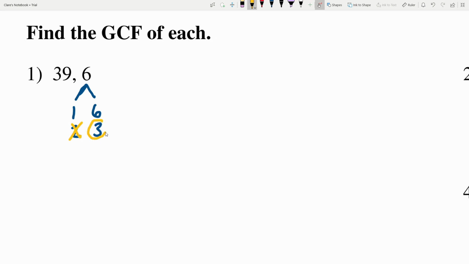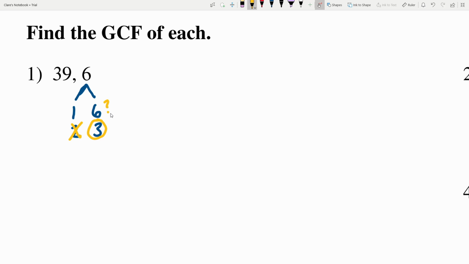Does 3 divide 39? Yes, 3 does divide 39, because 3 plus 9 equals 12, and because 12 is divisible by 3, 39 is divisible by 3. If you don't know that divisibility trick, take a peek at one of my previous videos. If we sum the digits together and that number is divisible by 3, then the overall number is divisible by 3. So I know that 39 is divisible by 3. That's now our greatest common factor.